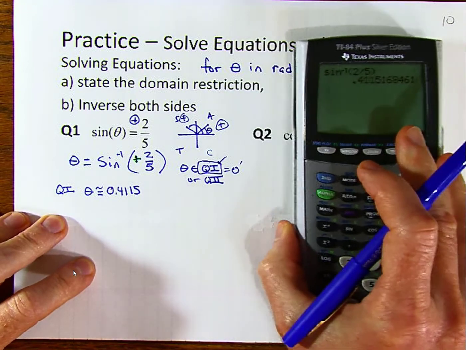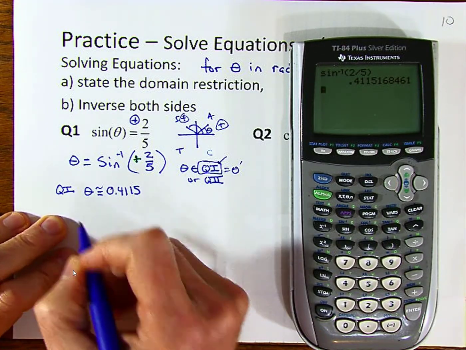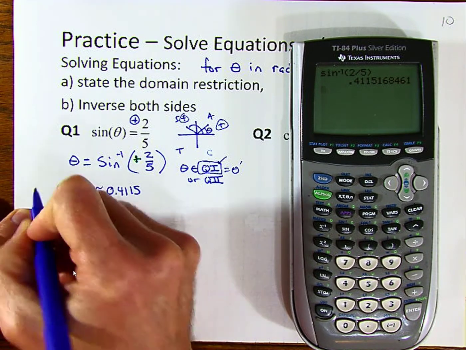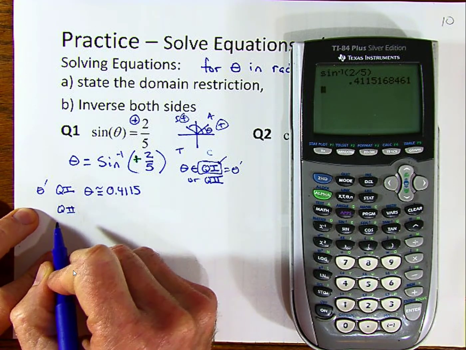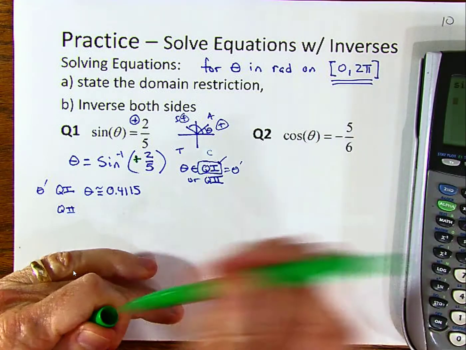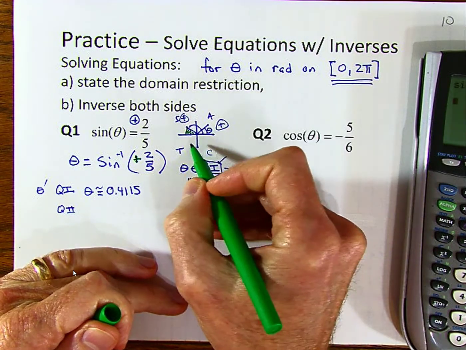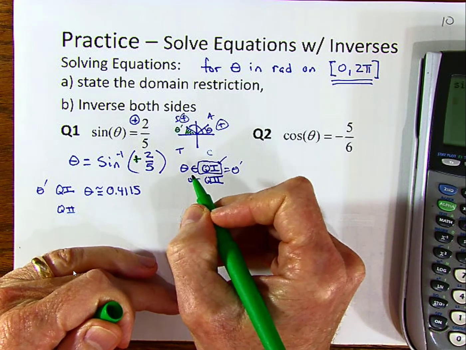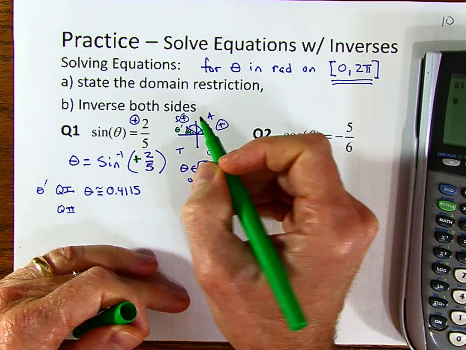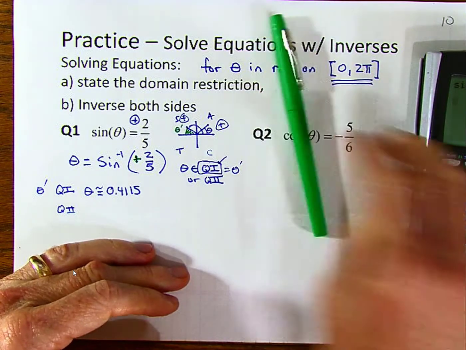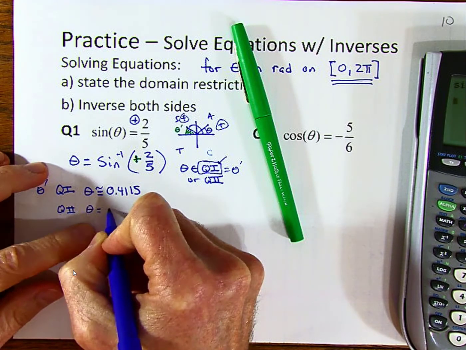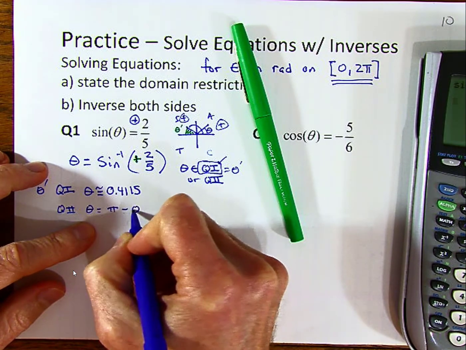Next, I need to find quadrant 2. Well, I have the reference angle. Quadrant 1 is my reference angle. Now in quadrant 2, this represents my reference angle. So if I subtract 180 minus the reference angle, I'm going to get the quadrant 2 solution. So I said 180, sorry. It's pi minus the reference angle.